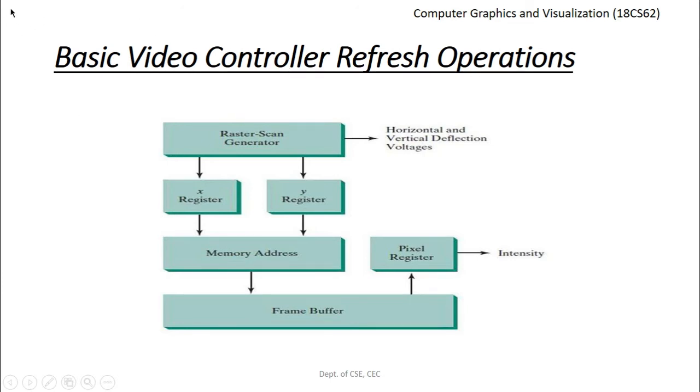So the X value will be continuously incremented. The Y value will be fixed for one particular scan line. This procedure continues for each pixel along the top scan line. After the last pixel on the top scan line has been processed, the X register is reset to 0 and the Y register is set to the value for the next scan line from the top of the screen.